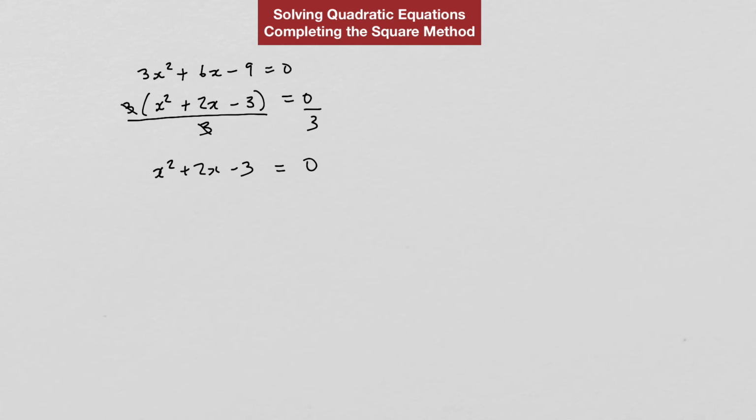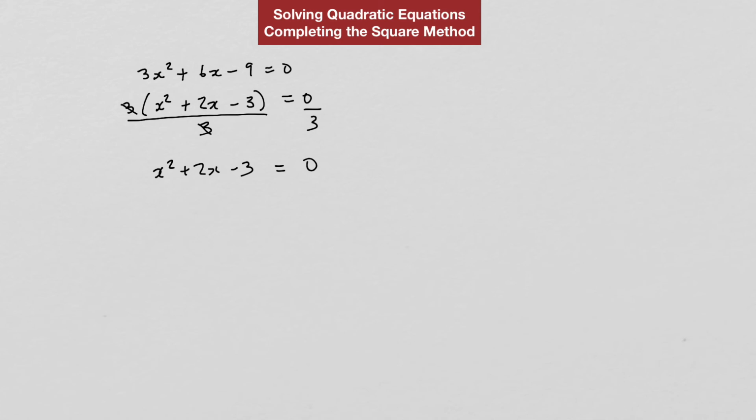Now we can use the completing the square method, and the first thing we need to do is move this negative 3 over to this side. The reason we're going to move this is because I can't find factors of negative 3 when added together gives me a positive 2. Actually, let me restate that. I can find factors of negative 3 that when added together give me a positive 2.